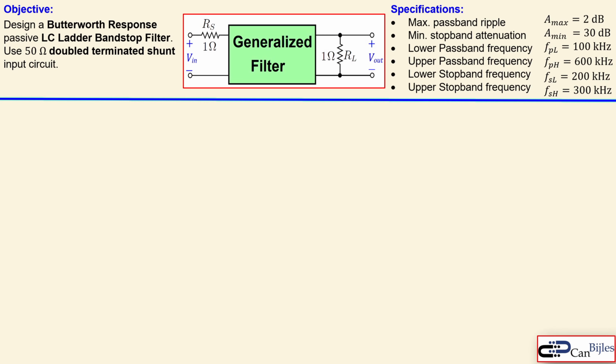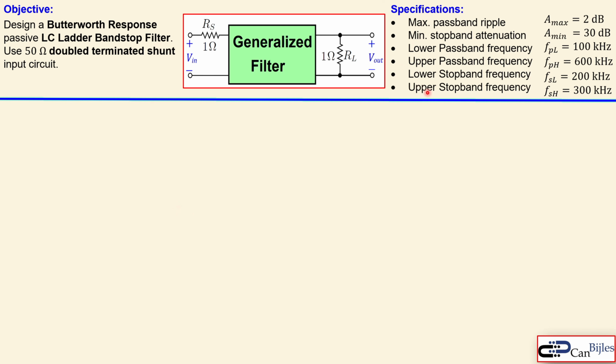So let's look at our objective. The objective is a design of a Butterworth response of a passive LC ladder filter configuration for a bandstop filter, and we will use a 50 ohm double terminated shunt input circuit. That means using this generalized filter circuit again, we have the source resistor which is normalized 1 ohm and also the load is 1 ohm. That will be upscaled to 50 ohm. That is actually the meaning of this specification here.